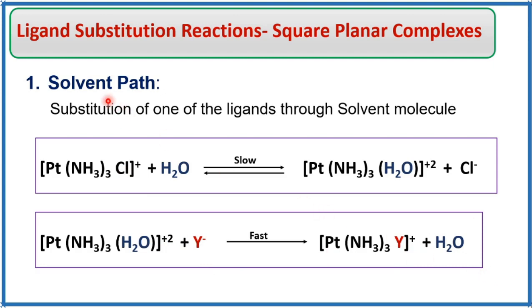So why are we calling this a solvent path? Because in the slow step or rate determining step, solvent is involved here. Through the solvent molecule, the substitution is taking place. Initially, the solvent is replacing the leaving ligand, and in a later stage, the entering ligand is replacing the solvent molecule. So therefore, we can call it a solvent path reaction.